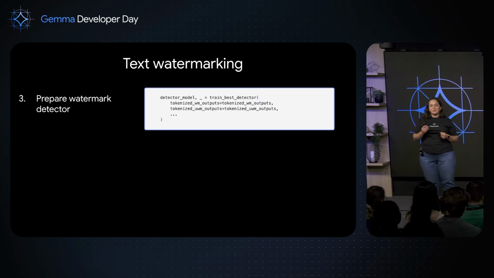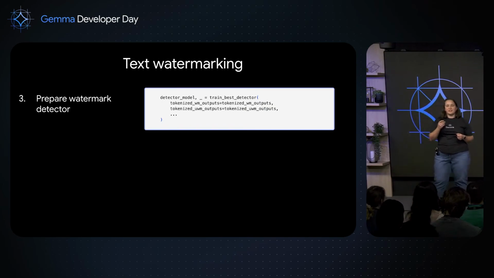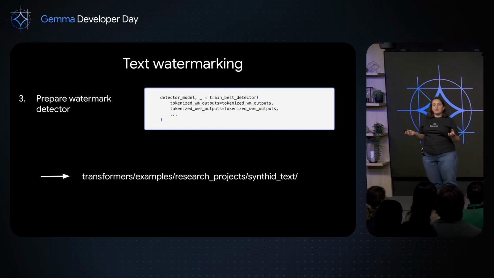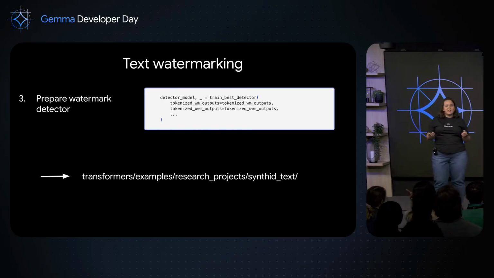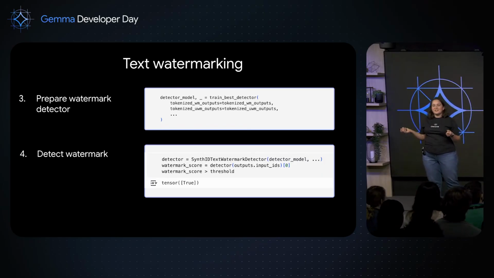Now, to detect the watermark, you need to prepare a watermarking detector. You do this by first gathering a corpus of watermarked and unwatermarked text and training a Bayesian detector. We posted a really detailed example online on how you can do this, so it is very easy to do. Finally, you pass the text that you're curious about to the watermark detector, which tells you whether the text is watermarked. And that's it.